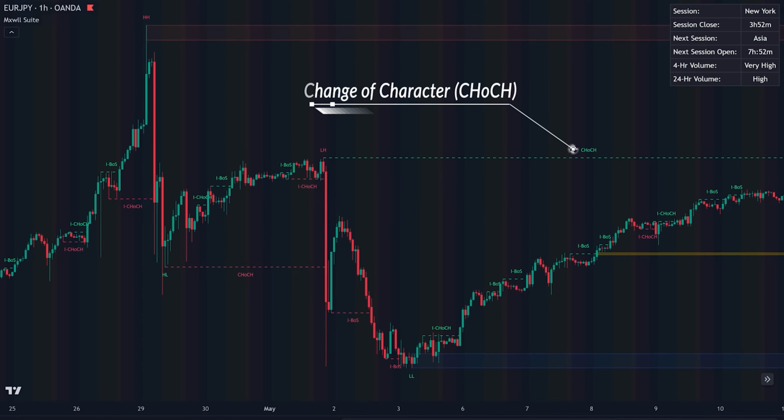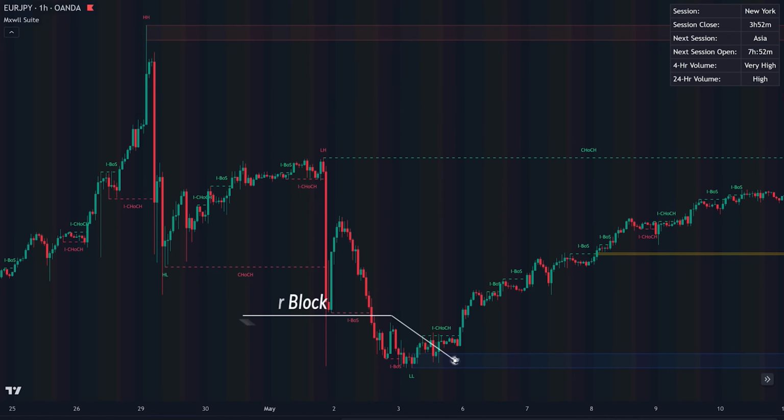Change of character. This detects small changes in market behavior that could signal a new trend starting. It helps you anticipate market shifts early. Order blocks. These are zones where a lot of trading activity happened, often acting as strong support or resistance levels. We have bullish and bearish order blocks, higher highs, lower lows, and higher lows. These points help you understand the current trend.